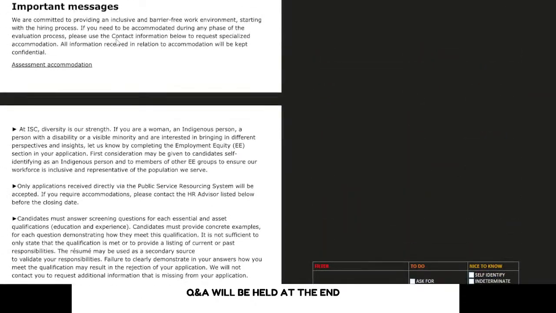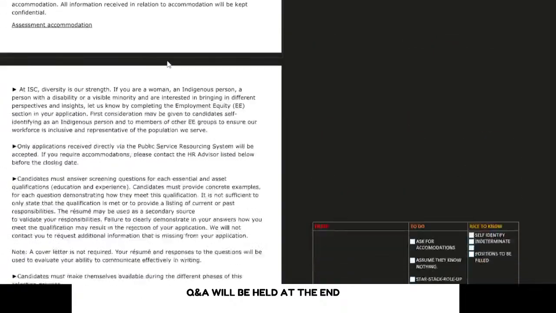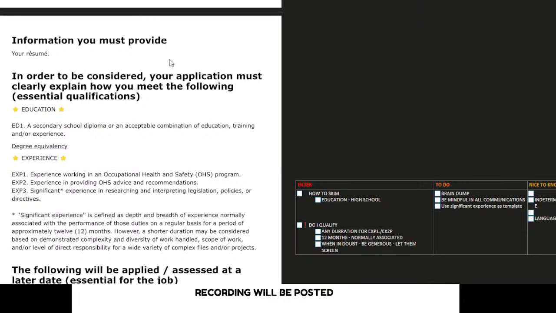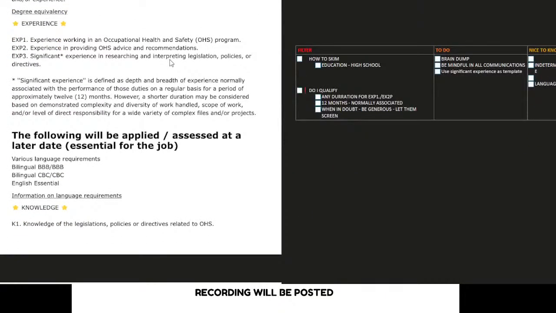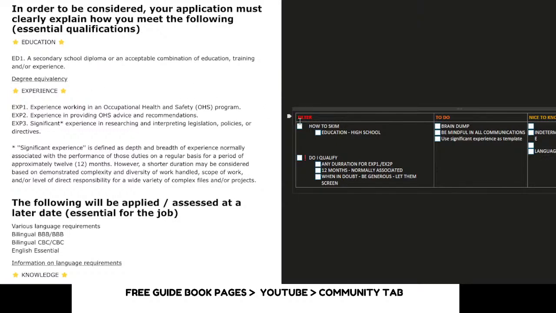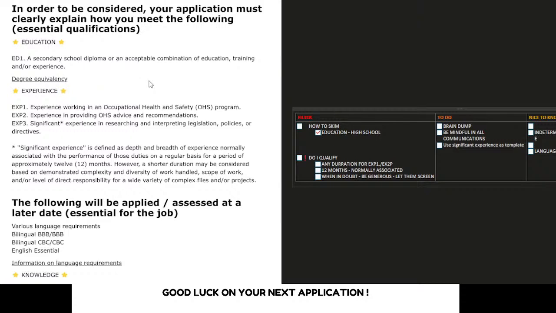Now, while it did say important messages, at this stage, you're not too worried because right now you're just checking to see whether or not this is something you can skim, take a look at, and actually apply to. So of course, education. Do you have the educational requirements? Now it says secondary school diploma, and then it says degree equivalency. In case that's confusing at all, it really just means you have your high school. Okay, if you have your high school diploma for this one, you're good to go.